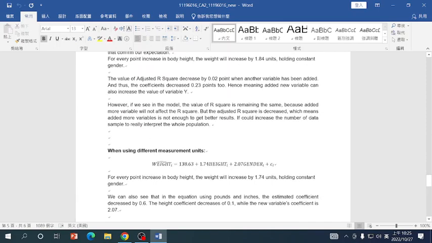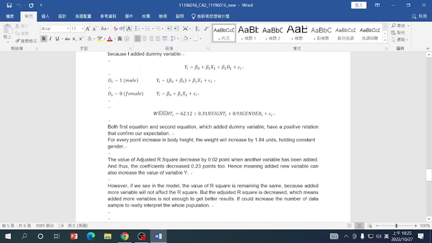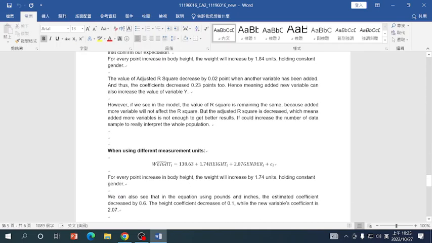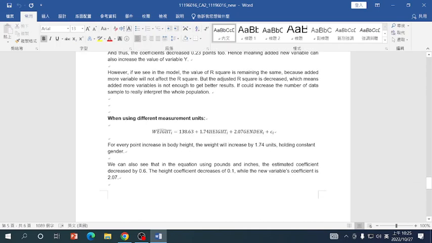Wait, I want to be sure. Actually, we were using centimeters and kilograms. Here we're using inches and pounds. So it's the same. Do you want me to repeat? I think everyone is okay. That's it.